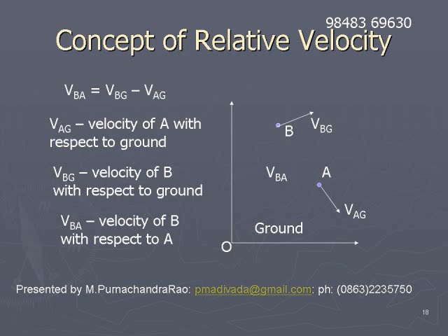So whenever you want a relative velocity or relative vector, first take the vector and subtract the other vector with respect to which the relative vector is required.